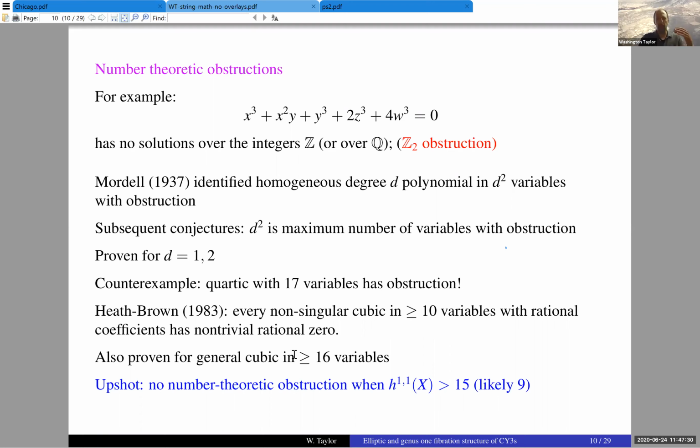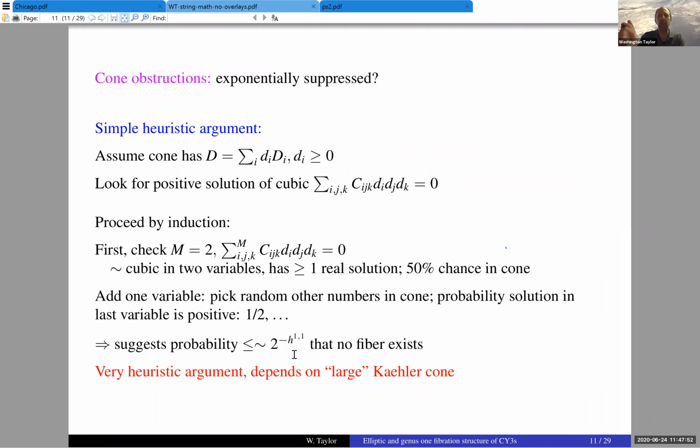So the upshot of this is there can't be a number theoretic obstruction to the existence of an elliptic fiber, or to this D cubed equals 0, when h11 is bigger than 15. Okay, so when h11 is bigger, there has to be a solution, at least at the number theory level. And then we can ask about cone obstructions, and I won't go through the details, but basically if we just assume we have a random triple intersection number, the probability that there's no fiber, that there's nothing in the right cone, is 1/2 to the h11. So when h11 is big, there's no chance.